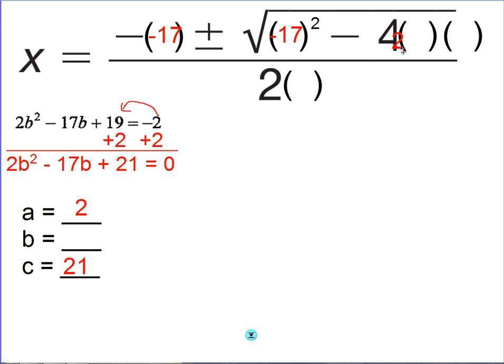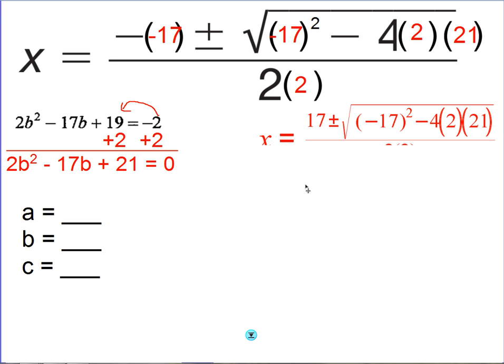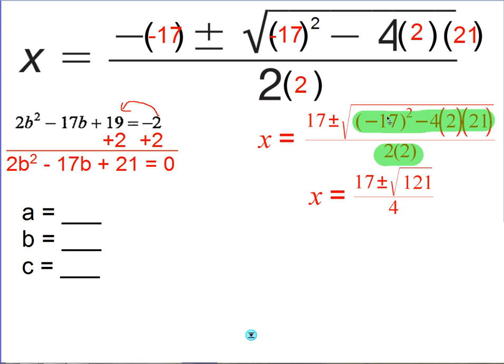B, A, C, all over 2A. Okay, so I have a negative, negative 17, which remember makes a positive 17. Simplify everything in the radical and the bottom. And this top, the radical, simplifies to the square root of 121, and 2 times 2 is 4. Then I'm splitting my root to be plus 11 and minus 11.